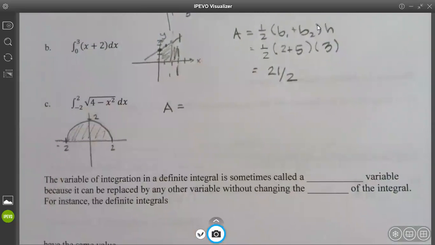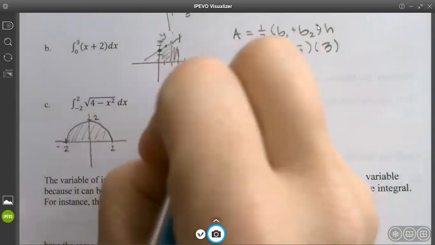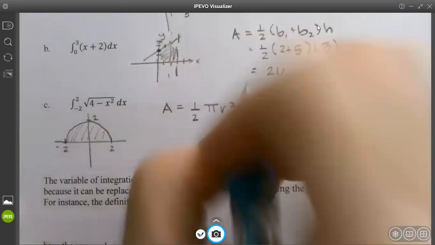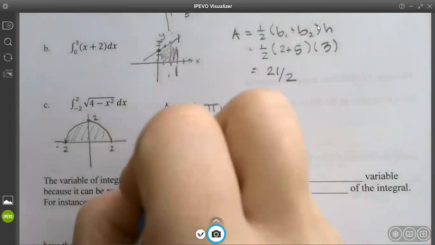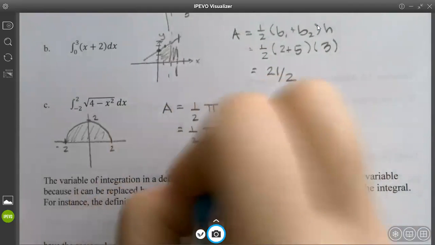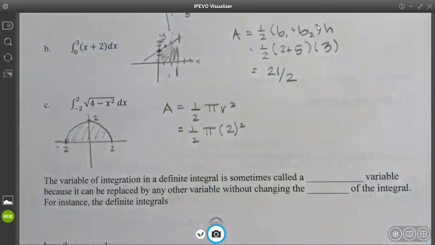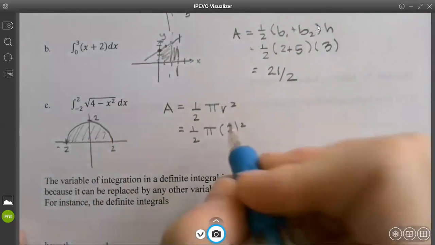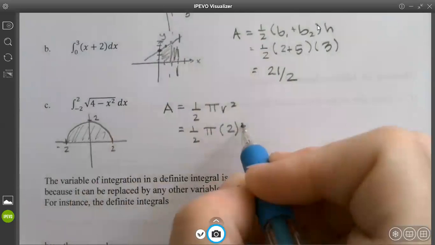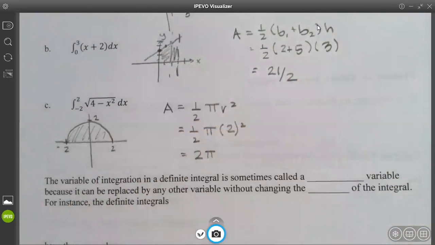So how do we find the area of a circle? Pi r squared. Well, we have a half a circle, so we're going to do half pi r squared. Half pi. What's our radius? 2. Very good. 2 squared is 4. Half of 4 is 2. Now we're going to leave it in terms of pi, so we don't have to have a decimal. That's it.